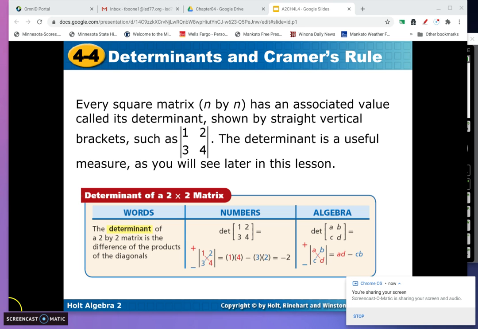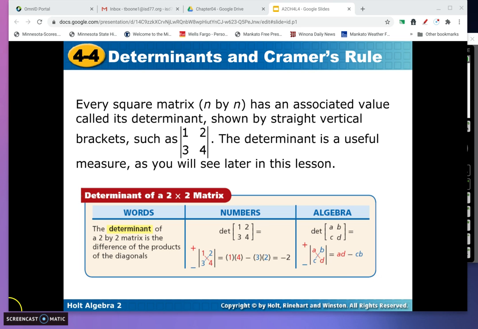Guys, here we are. We're back here in section 4.4. We're going to talk about determinants and then how that applies to Cramer's rule. And Cramer's rule will help us find the point of intersection, much like the substitution rule and the addition or elimination rule, just a different way of using matrices to solve.